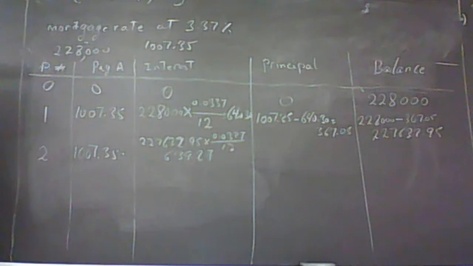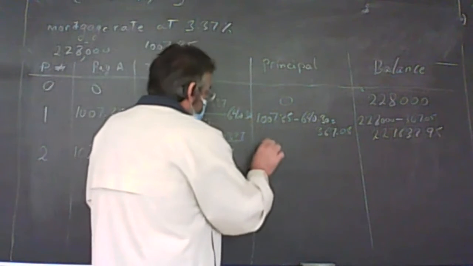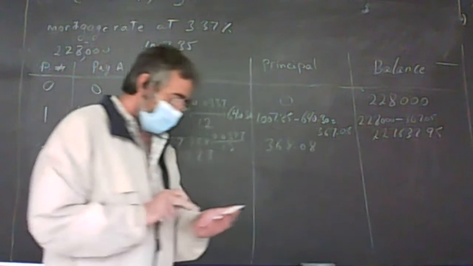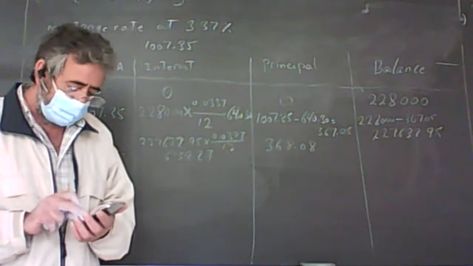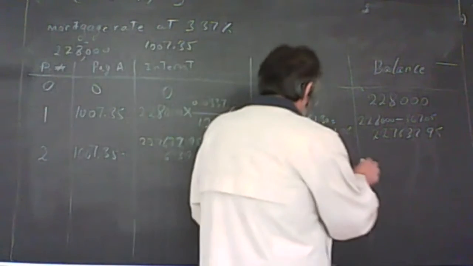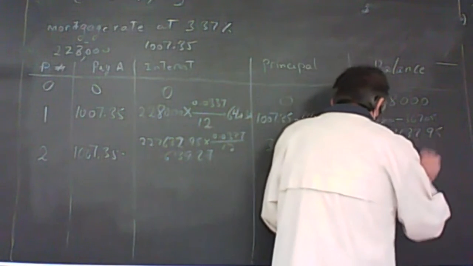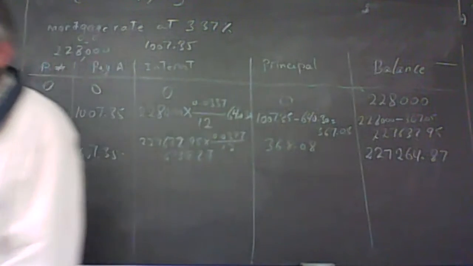If I take it from the balance, from the payment, that should give me over here 368.08, 227,632.95. So that should give me 227,264.87. So this is the second month.